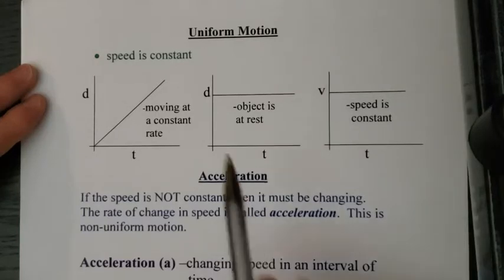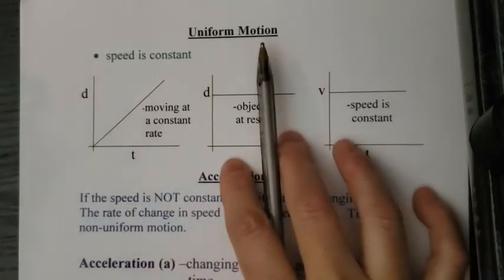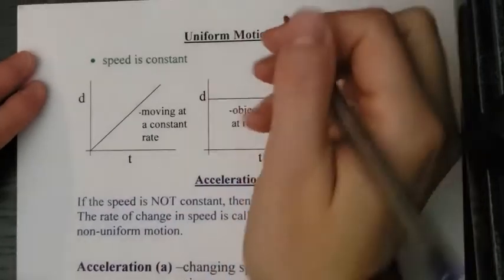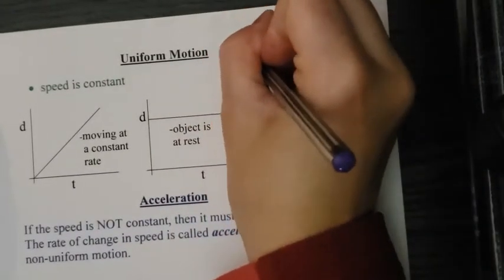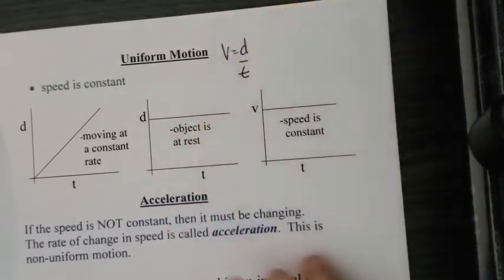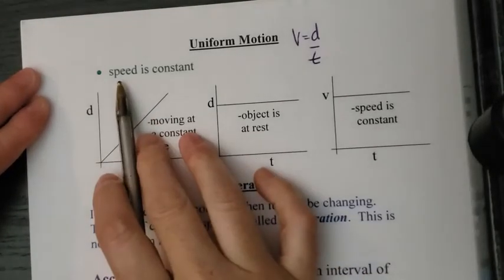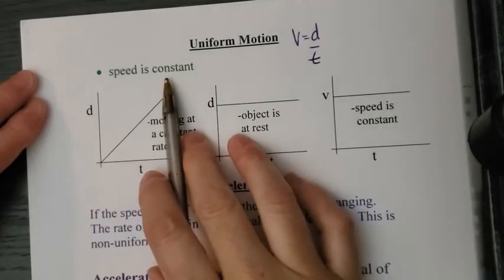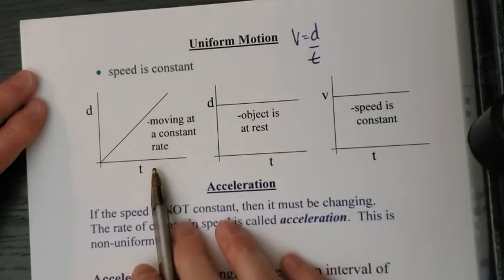There are two kinds of motion. The first one's uniform motion, and we've been talking about this already. And there's only one formula for uniform motion, and that is V is equal to D over T. So uniform motion is when your speed is constant, it's not changing. And we can represent uniform motion in graphs.